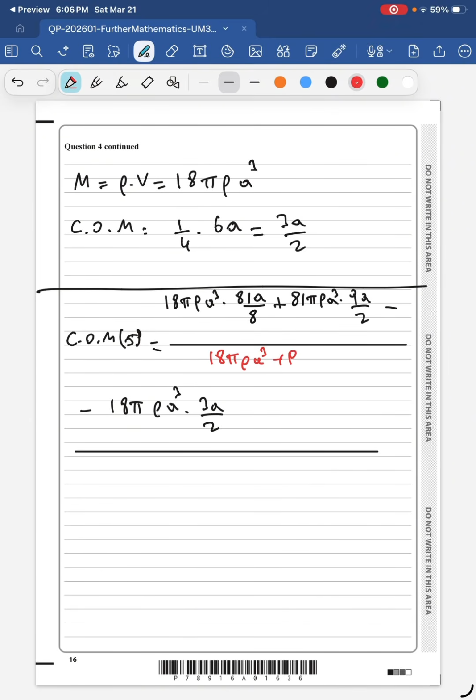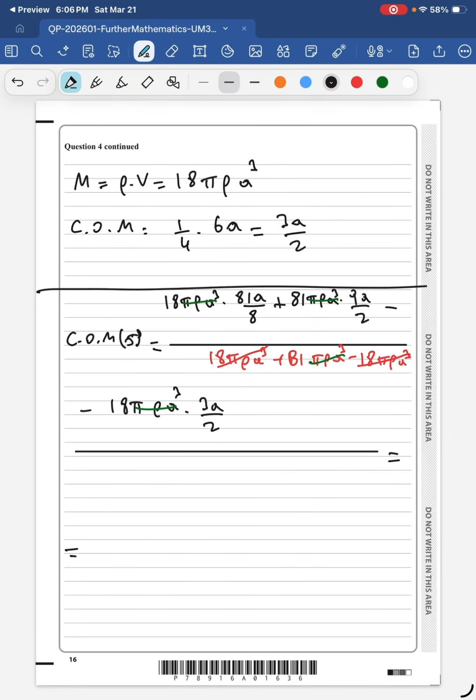plus 81 pi rho a cubed minus 18 pi rho a cubed. So it's the total mass. So this cancels. So we get a really nice cancellation over there. Then we can also cancel those factors of rho a cubed. Can we cancel the pi as well? We can, right? So this and this can be cancelled with this, because it's a common factor. And now we can do business, as I say.